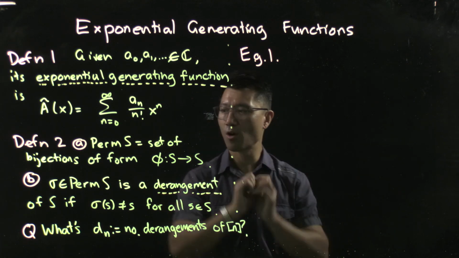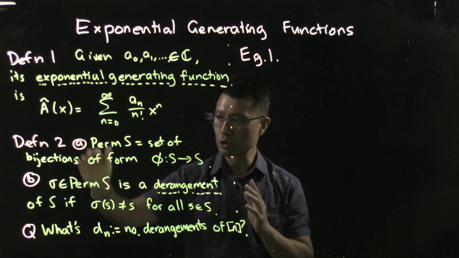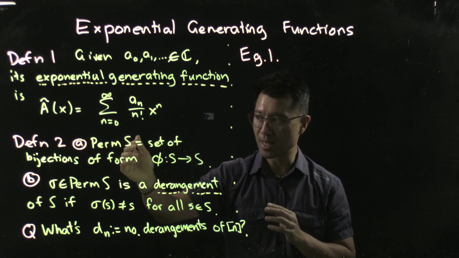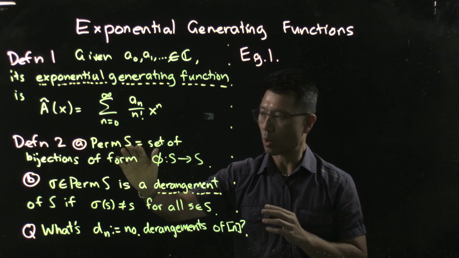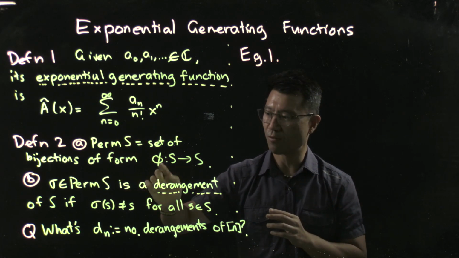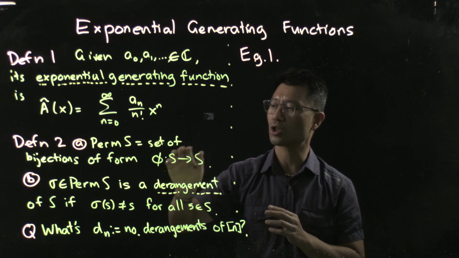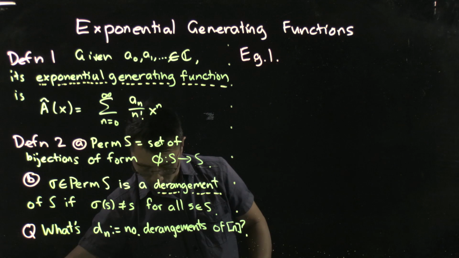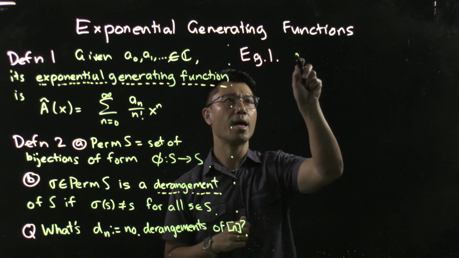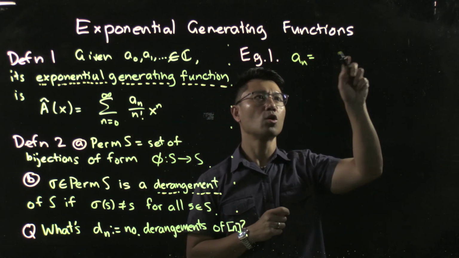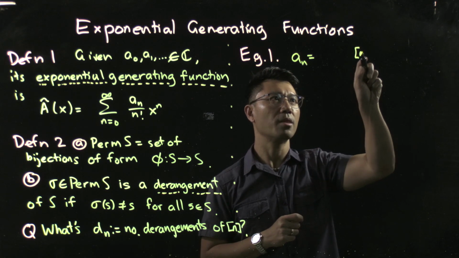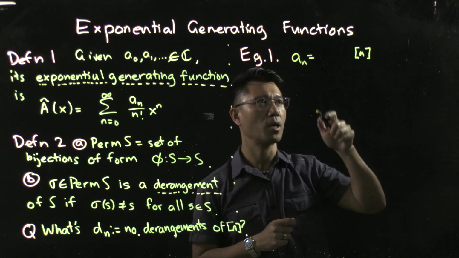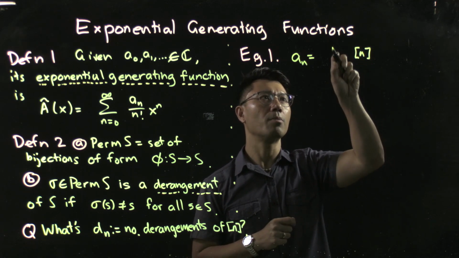For this first example, I'm going to have to use the notation Perm(S), which is the set of permutations of S, or mathematically, one way to describe it is the set of all bijections phi from S to S. So you can think of this as a permutation of S. In this first example, I'm going to look at the set consisting of the integers 1, 2, up to n, and look at permutations of this.